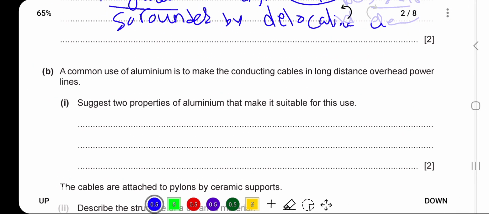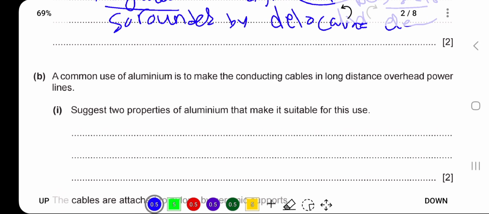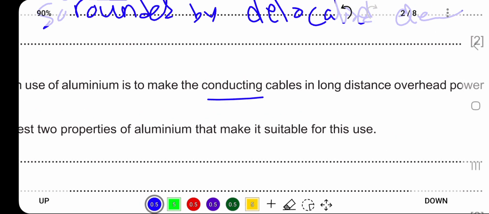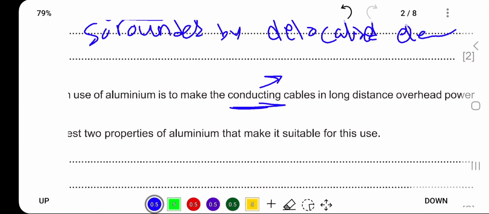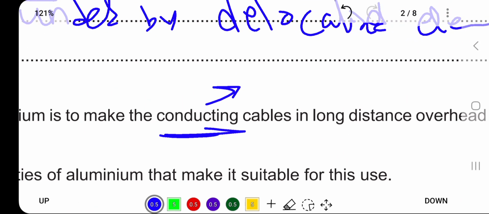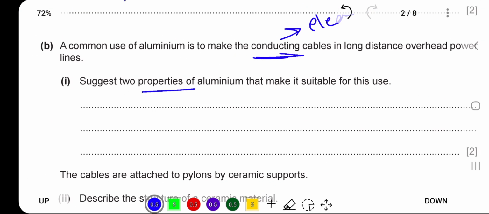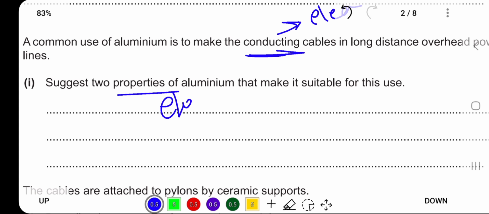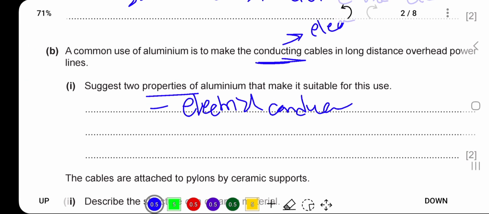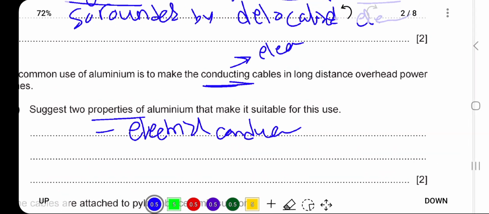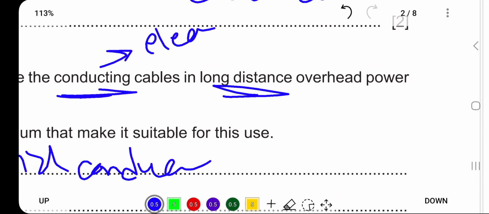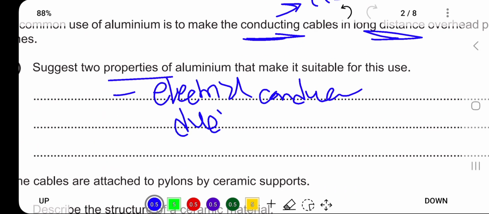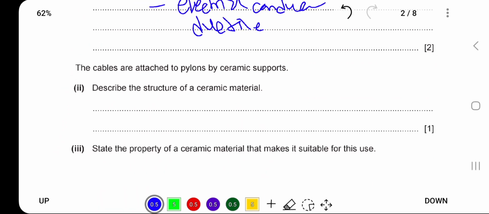Now, a common use of aluminium is to make conducting cables in long distance overhead power lines. When you talk about conducting, what makes a metal conductive? Straight up, the electrons, right? So they said here they want two properties, so you can say that it is an electrical conductor. That's a property of aluminium, a metal. And you can say that it is ductile. Ductile means that it can be drawn into shape.